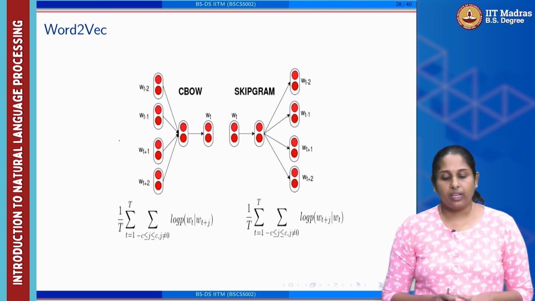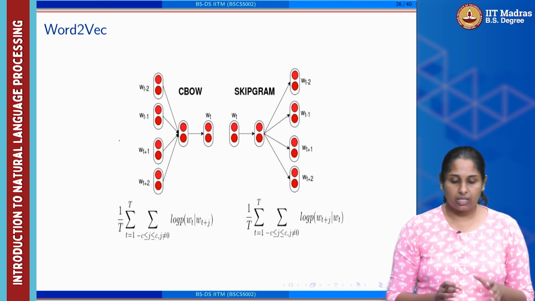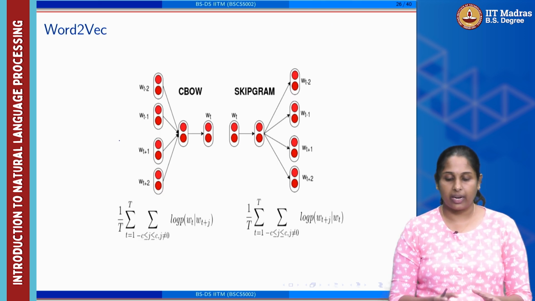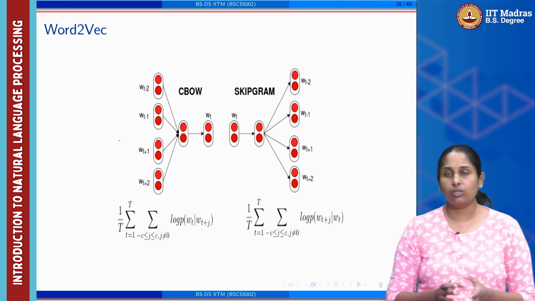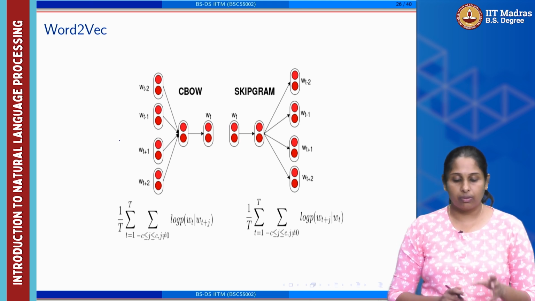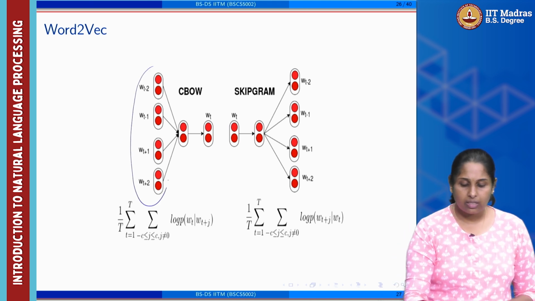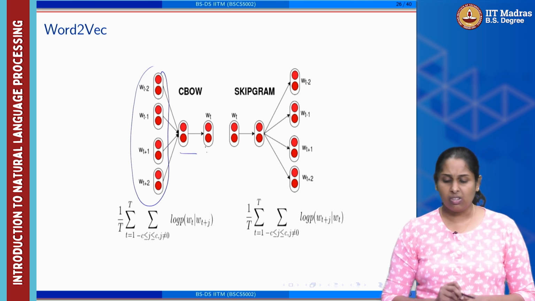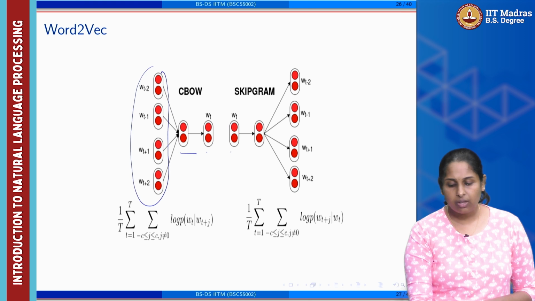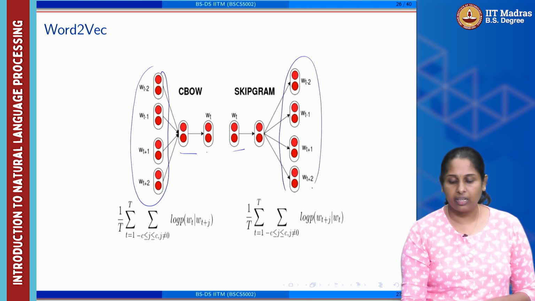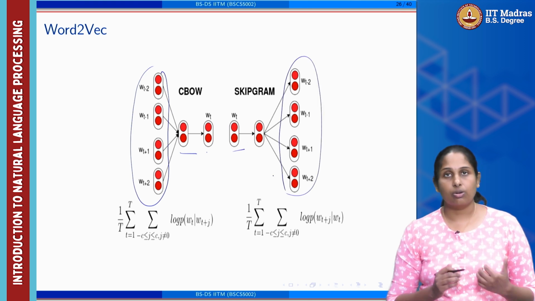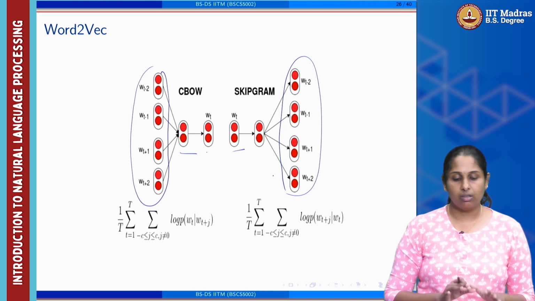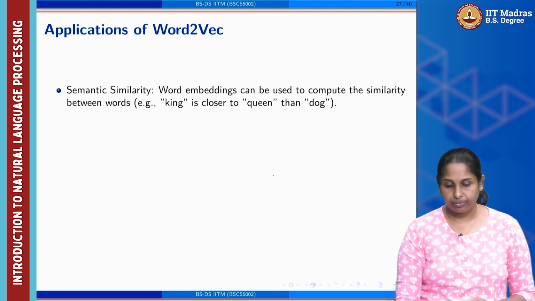Both CBOW and skipgram can be calculated in this way. Given the surrounding context, CBOW has to predict the word, whereas skipgram, given the word, identifies the whole context. So, this is how word embeddings in word2vec work.